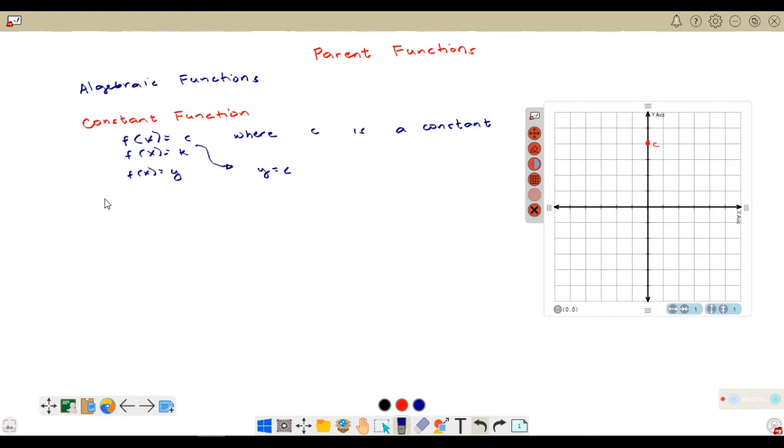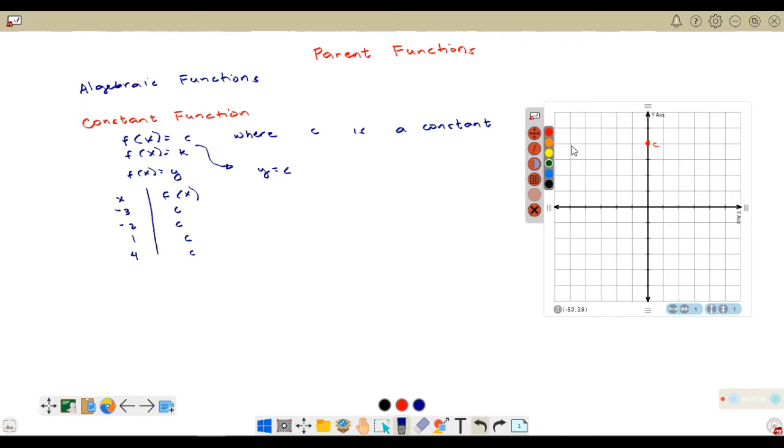Let's put a table here. Say, for example, this is x, and this is f of x. If your x is equal to, say for example, negative 3, still you will end up with c. If it is negative 2, its value is still c. If it is 1, it is still c. If it is 4, it is still c. No matter what you substitute in x, you will always end up with the value c.